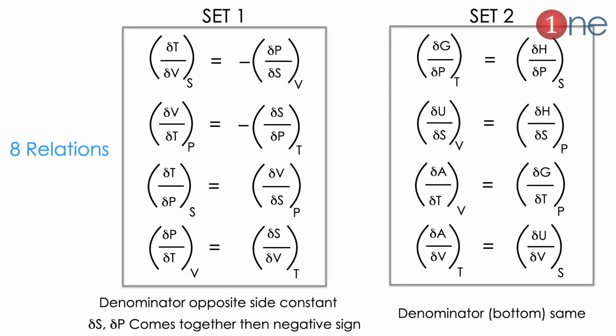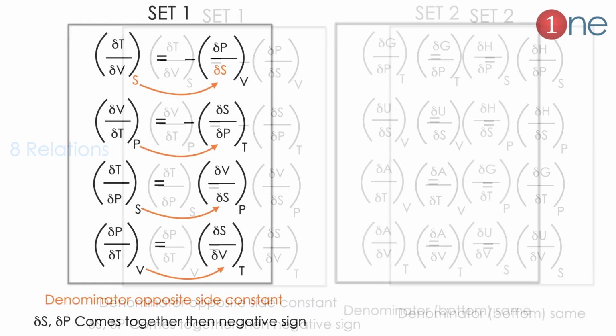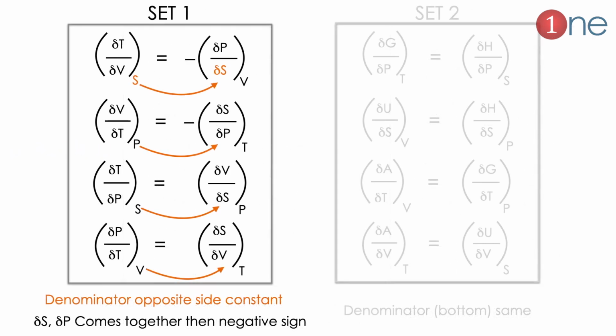Normally the Maxwell relations are of two types, which are set 1 and set 2, which is easy to understand. Let us see one by one. Set 1 is very common, where the denominator is constant in the other equation. Here I show from the arrow that one is constant, which is S, which is the same thing as the denominator on the opposite side or right-hand side of the equation. So the constant will be the opposite side denominator. Another thing is that if delta S and delta P come together, the negative sign dominates. So you should know the denominator on the opposite side is constant, and delta S and delta P coming together means a negative sign.